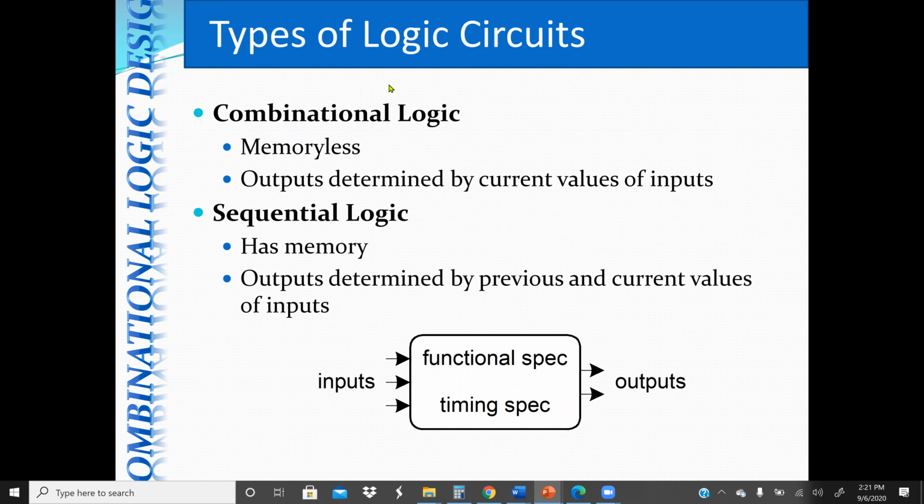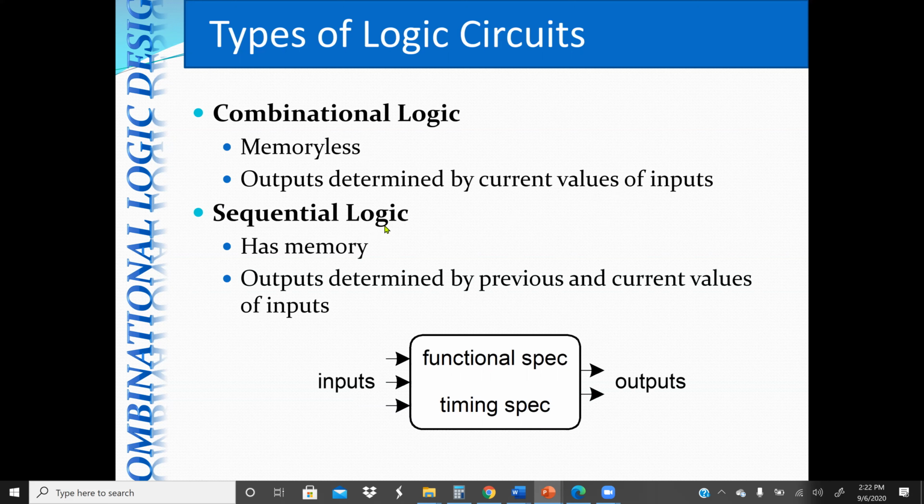We have 2 types of logic circuit. The first is combinational logic, and that's what we are doing now. There's no memory, so it's memoryless, which means the output can only be determined by the input. Whatever we have as our input to the circuit, the gates that we have perform the task and give us the output. So the output is determined only by the current value of the input.